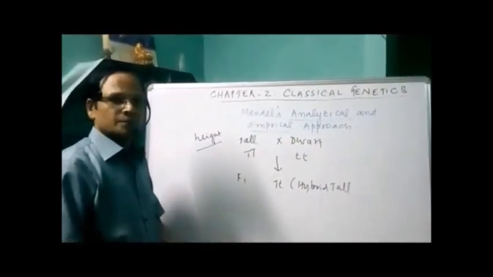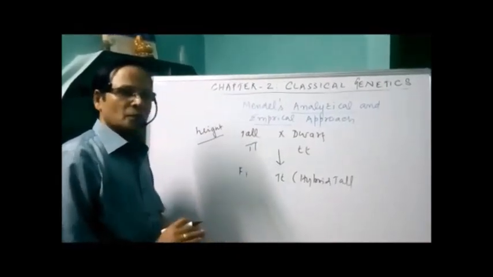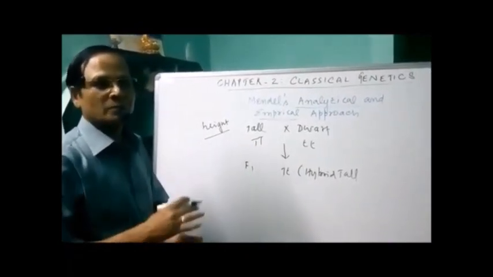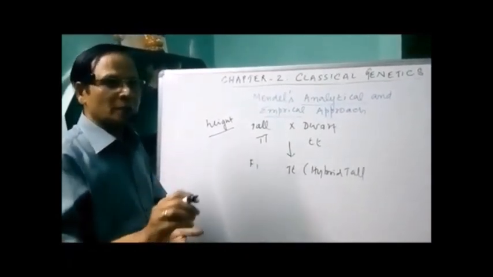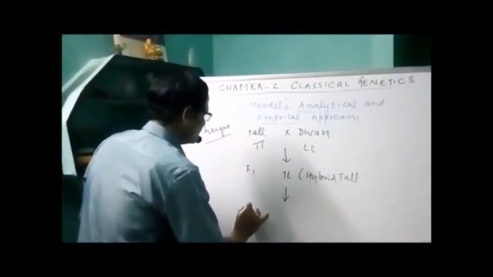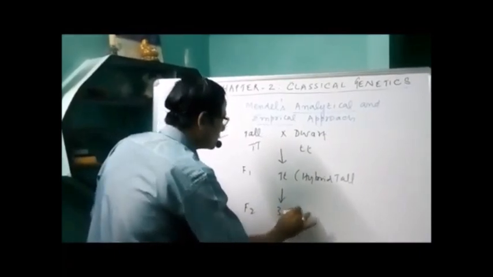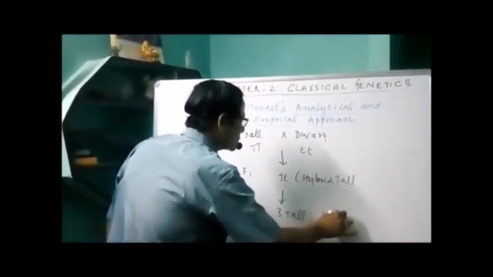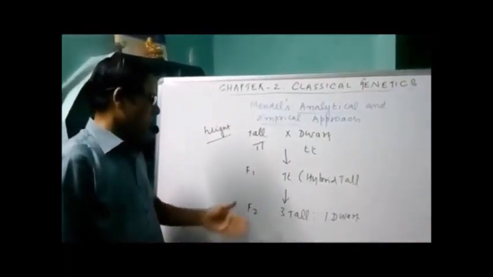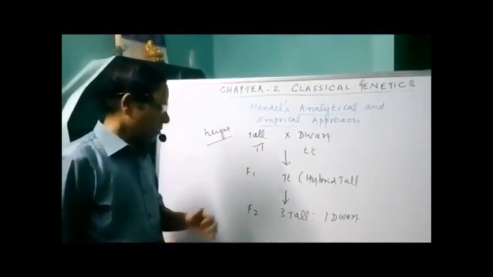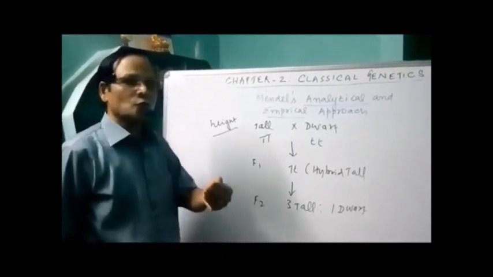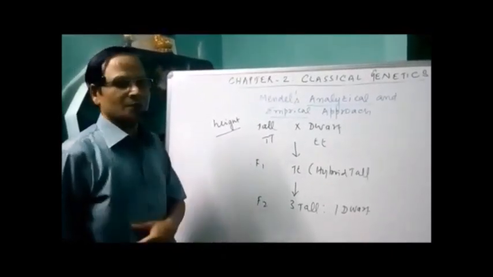It means that the recessive trait or its alleles do not disappear, but are hidden or masked, only to reappear as one-fourth of the population in the F2 generation. In the F2, we are getting 3 tall and 1 dwarf.